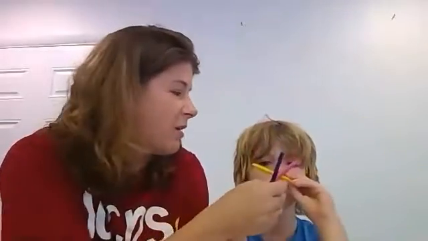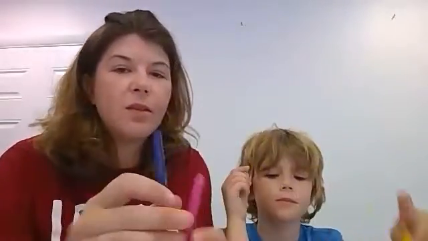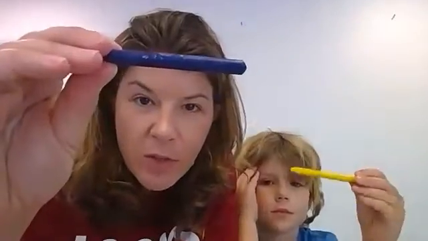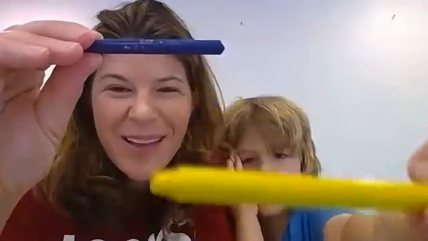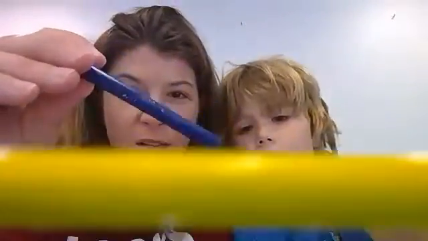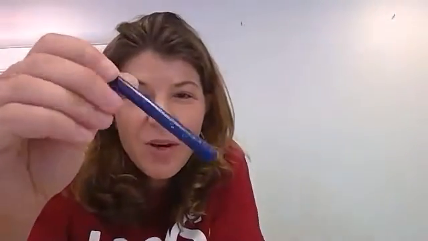So now that we've peeled these, we have our peeled crayons. These represent a rock that we're going to start with. I want you to observe. What kind of rock do you think we're starting with? Let's back it up a bit. Record what type of rock you think we're starting with.